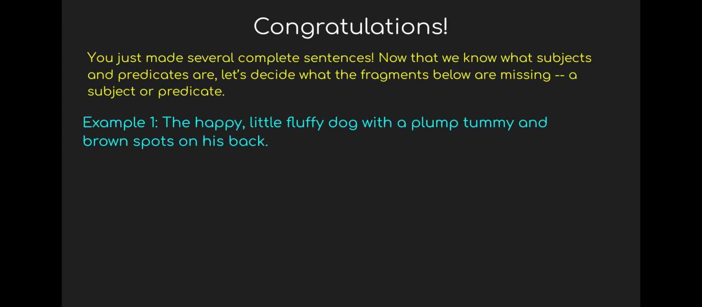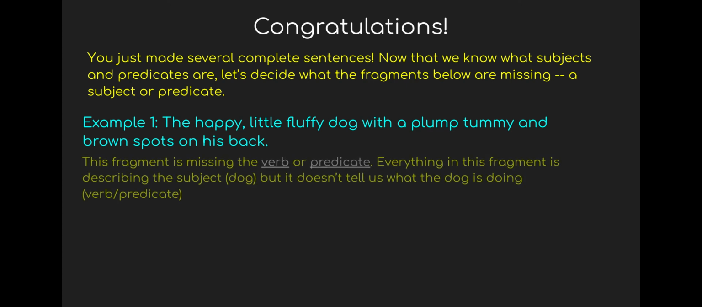Example 1. The happy little fluffy dog with a plump tummy and brown spots on his back. What is that missing? This fragment is missing the verb or the predicate. Everything in this fragment is describing the subject, the dog. The dog would be the simple subject, and this entire phrase here would be the complete subject. The happy little fluffy dog with a plump tummy and brown spots on his back. That's the complete subject. But we don't have a predicate. We don't know what this happy little fluffy dog is doing.